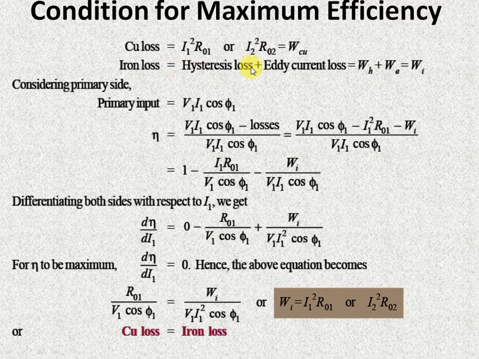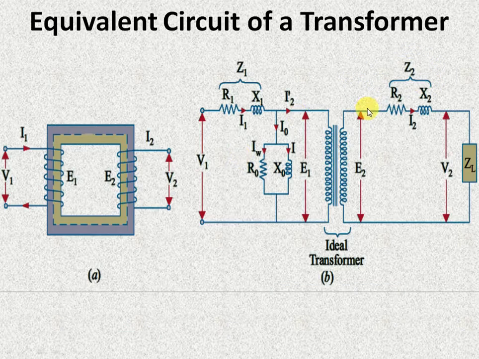And the total iron loss is actually the sum of hysteresis loss and eddy current loss. Together it can be written as Wi. From this equivalent circuit, I can say that the input power which is being given to the transformer is V1 I1 cos phi 1, that is actually the power rating in the case of AC, that is Vi cos phi. So the input power which is being fed to the transformer is V1 I1 cos phi 1.